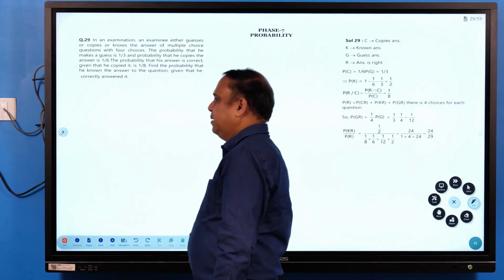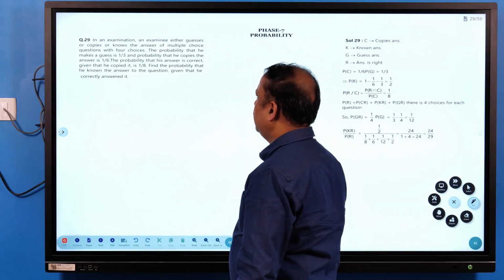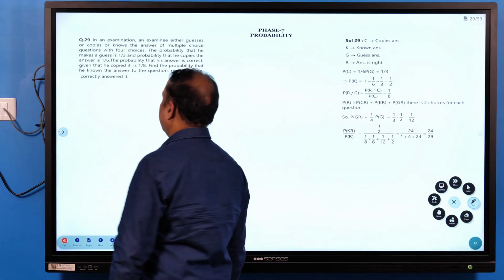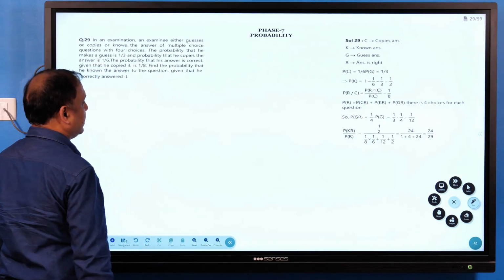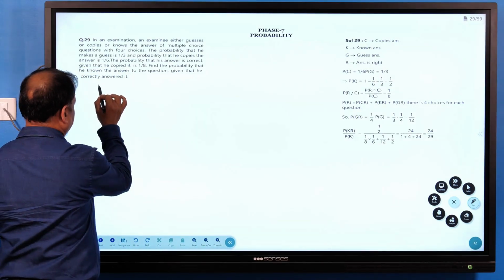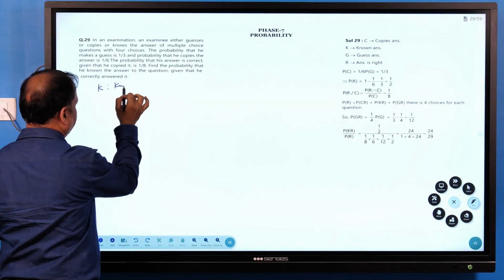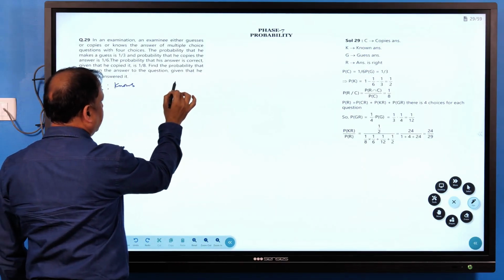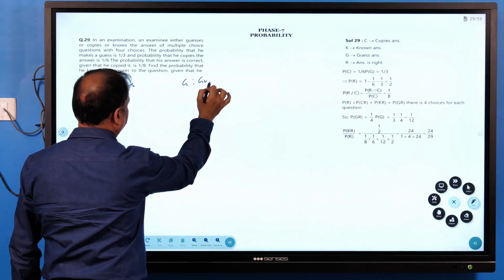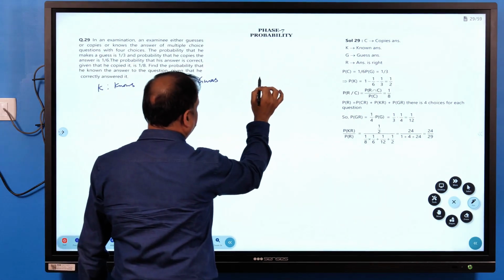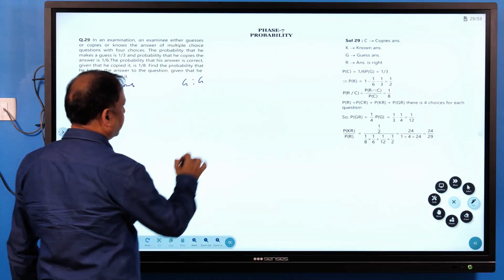Question number 29, exercise 1, page 7, probability. In an examination, an examinee either guesses, copies, or knows. Three guesses are there. So let K represent he knows the answer, G represents he guesses the answer, and C represents he copies it.